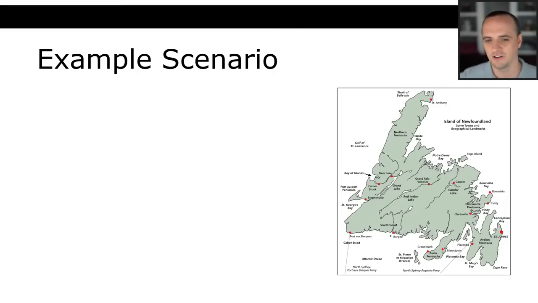Here's an example scenario. If you are a student at Memorial, hopefully you recognize what this is. This is part of the province of Newfoundland and Labrador. This is the island of Newfoundland. So down here in St. John's, this is the island that's off the east coast of Canada. St. John's right here is where our campus is located. We also have a campus on the west coast of the province as well.